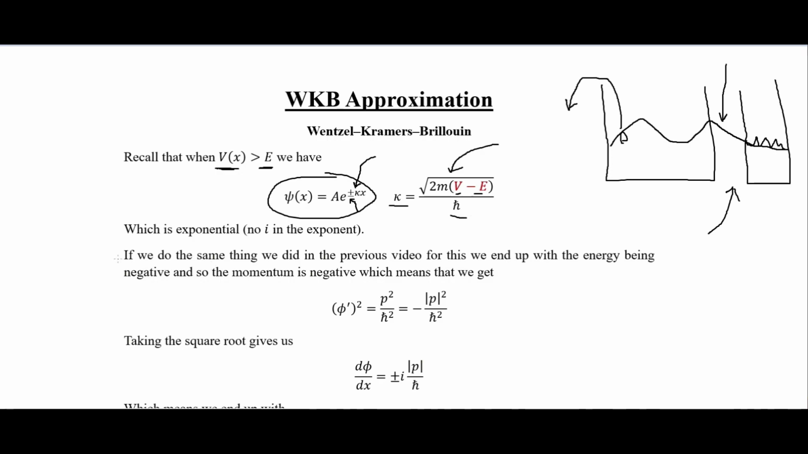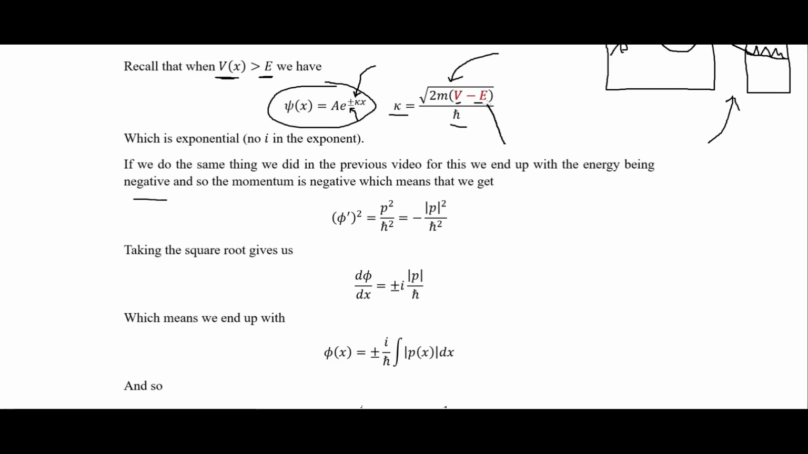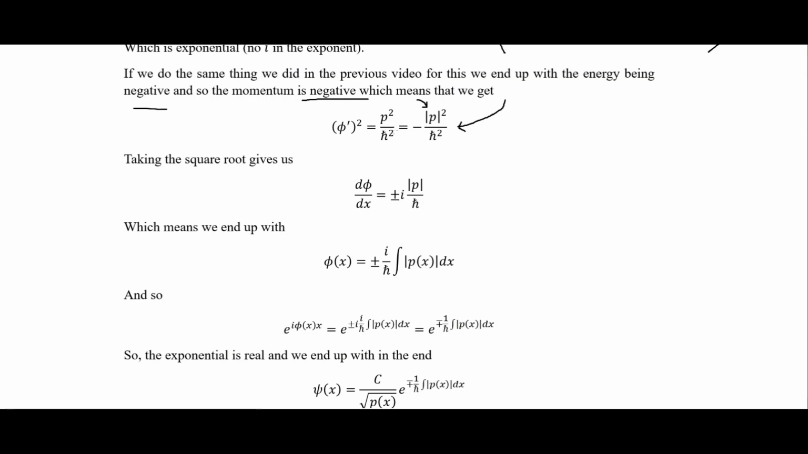If we do essentially the same process that we did in the previous video, we end up with the energy being negative, which is why we are putting it second in this expression. And so the momentum is negative, which means that we get this right here. We can pull the negative out and just use the absolute value of the momentum. Taking the square root of this entire thing gives us this i out here.